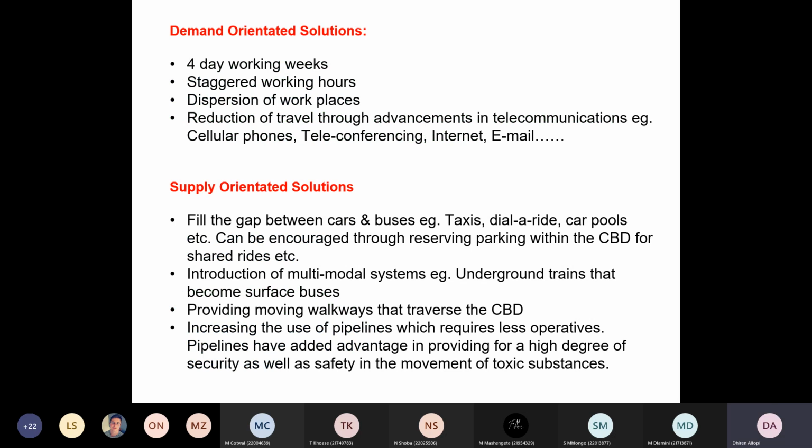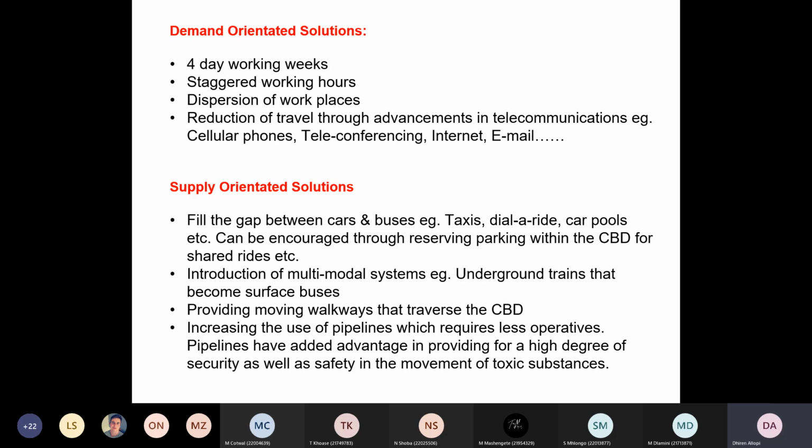So we did mention demand-orientated solutions and supply-orientated solutions. So there are various solutions, a few listed here, not confined to these, such as maybe a 4-day working week. One needs to compare that to the production. Are you still achieving the same production? So there's a lot of homework one needs to do if you are trying to implement the 4-day working week.